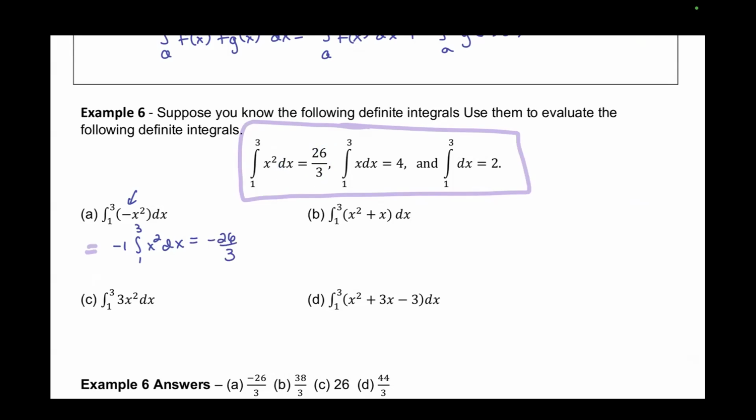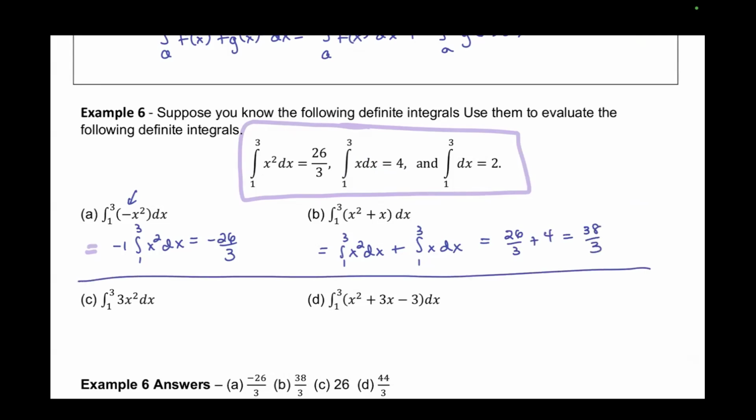Okay, the integral from 1 to 3 of x squared plus x. I can just do the integral from 1 to 3 of x squared plus the integral from 1 to 3 of x dx. So if I'm adding terms in my integrand, I can separate them out into separate definite integrals and then add. Again, looking up here, this is 26 thirds. The integral from 1 to 3 of x is 4. So I have 26 thirds plus 4, which is 12 thirds. So I believe that's 38 thirds.